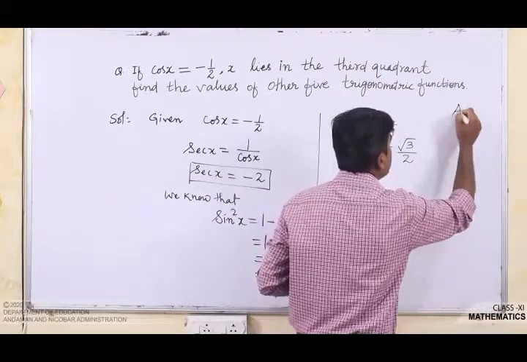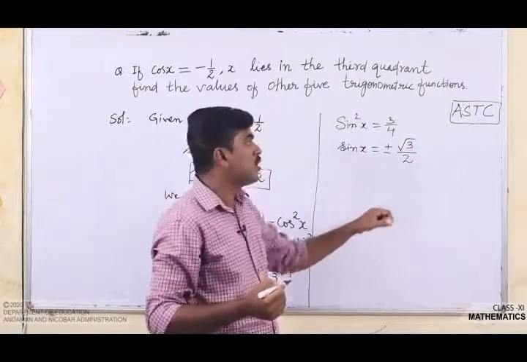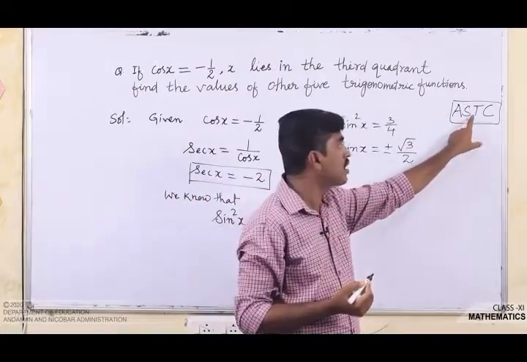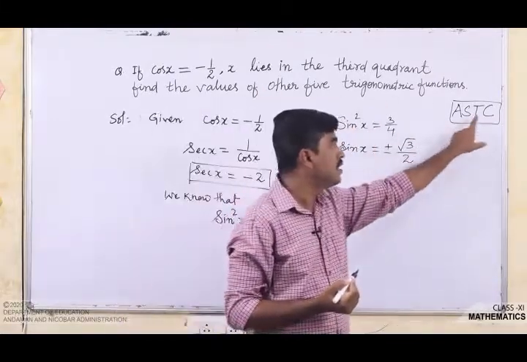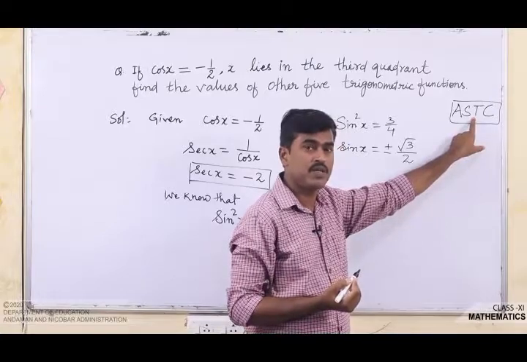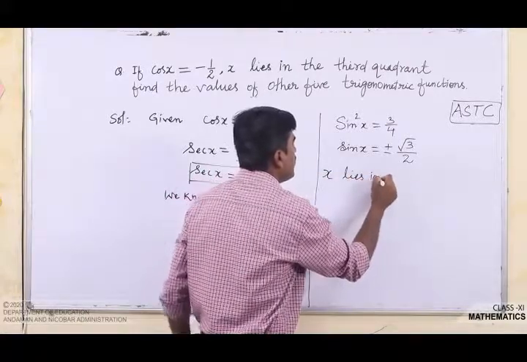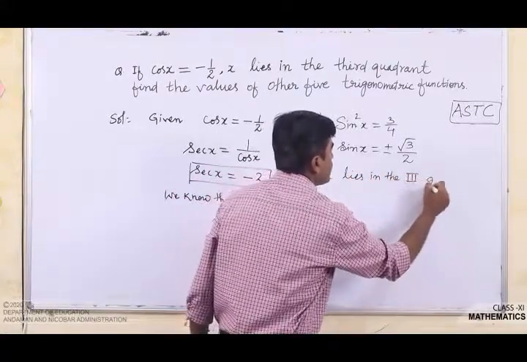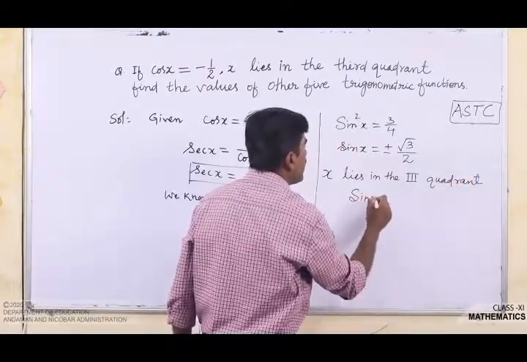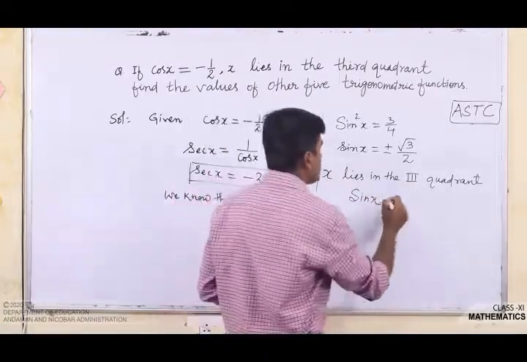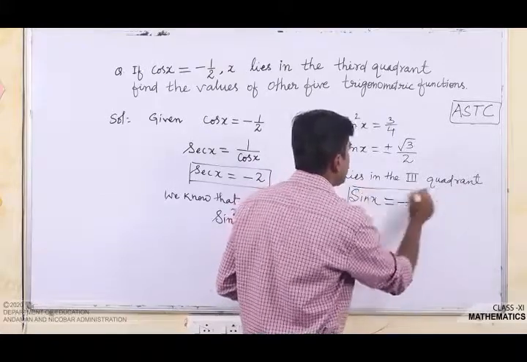You have to remember the rule of signs, that is, just remember ASTC. In the first quadrant all are positive, in the second quadrant sine is positive, in the third quadrant tan is positive. So, here x lies in the third quadrant. In the third quadrant tan is positive and cot is also positive. So, we have to take the negative value of sin x, as sin x is negative. So, sin x will be equal to minus root 3 upon 2.